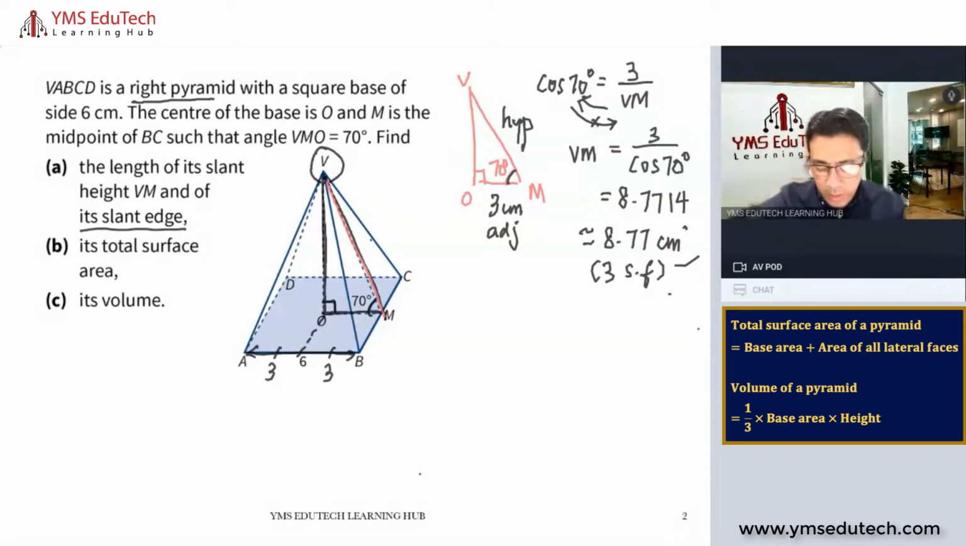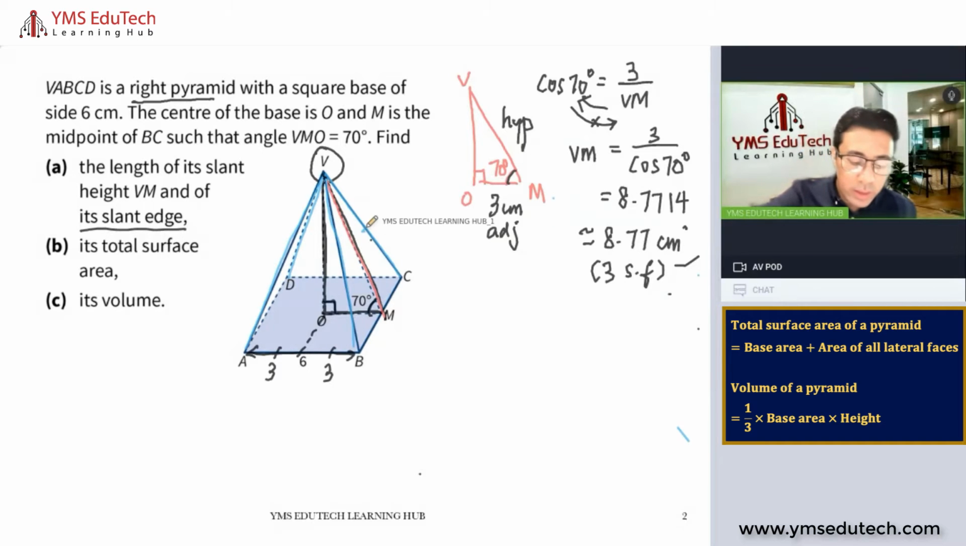Where is the slant edge? The slant edge will be the edges of the pyramid. So we have actually 4 edges. We have VC, we have VB, VA, and at the back, VD. So these are the slant edges. And they are all of the same length. Let's try to find one of the length, VC.